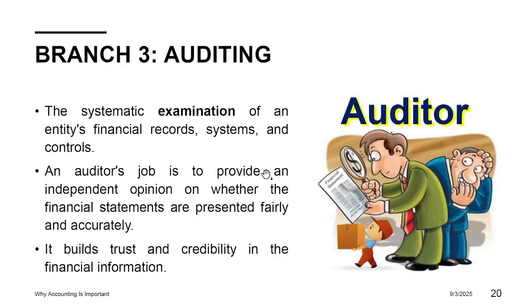Next, we mention auditing. Auditing is a systematic examination of an entity's financial records, systems and controls. An auditor's job is to provide an independent opinion on whether the financial statements are presented fairly and accurately. Auditing builds trust and credibility in the financial information that companies release. If you look at the financial statements of a publicly listed company, in front you normally have the endorsement of the name of the auditor, such as the big four auditors like PwC, Deloitte, KPMG.